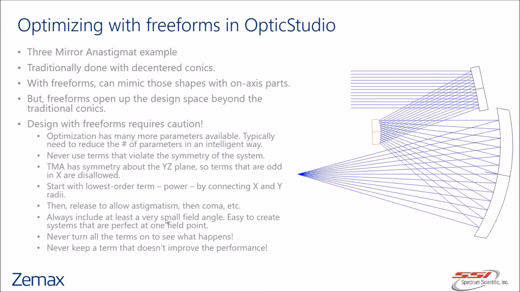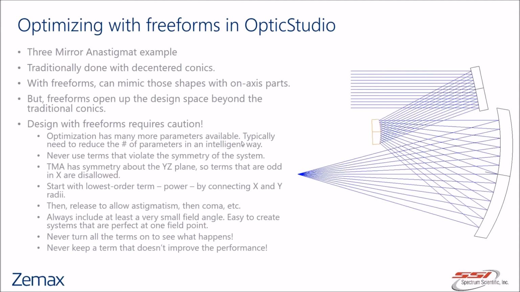With freeforms, it's really easy to create a system that works perfectly at one field angle and has terrible performance at higher field angles. So in general, you always design these systems with at least a small amount of field so that you can avoid that situation.